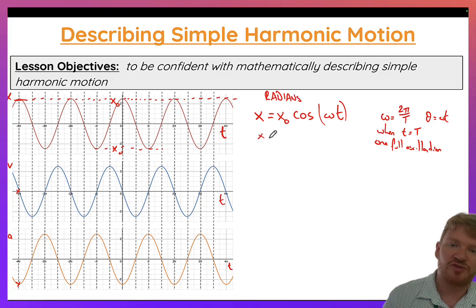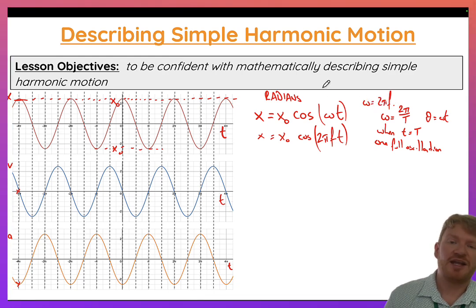Now I could also say, in exactly the same way, x is equal to x naught cos of 2 pi f t, because omega is also equal to 2 pi f, which we've done in an earlier video. So any of those things you can write. This is the one that we normally use. Sometimes it's useful to use this form as well.